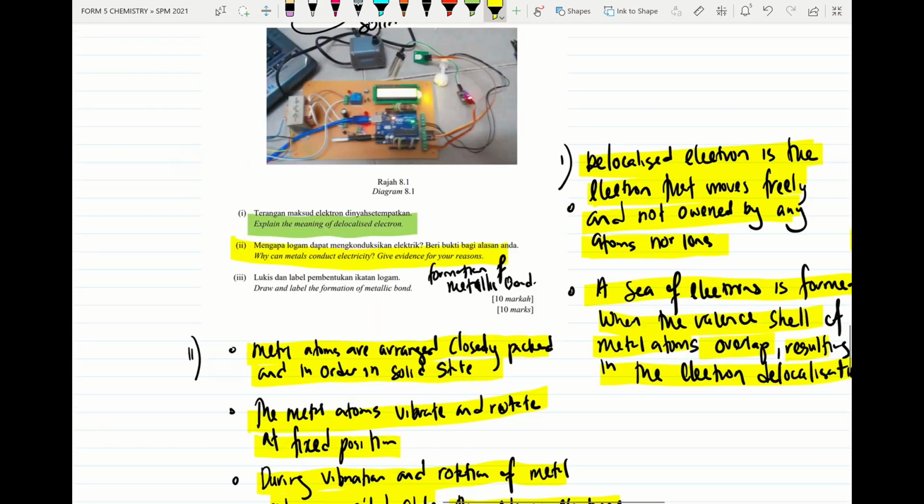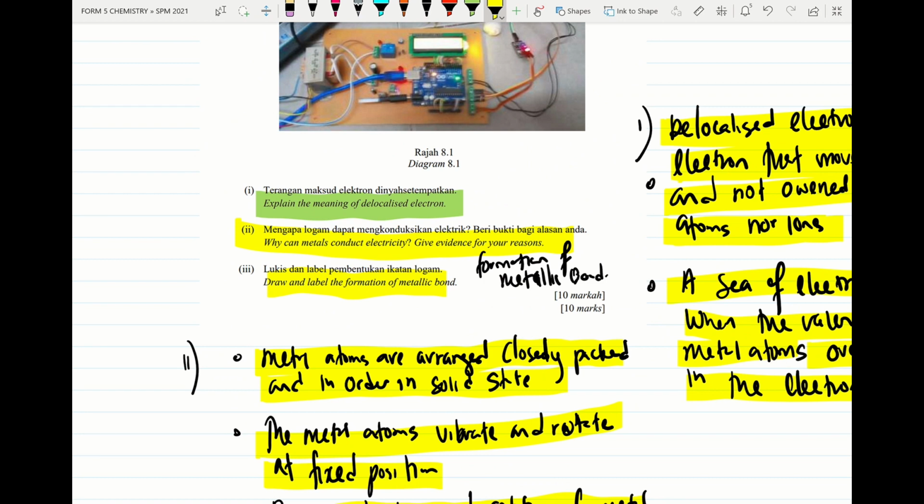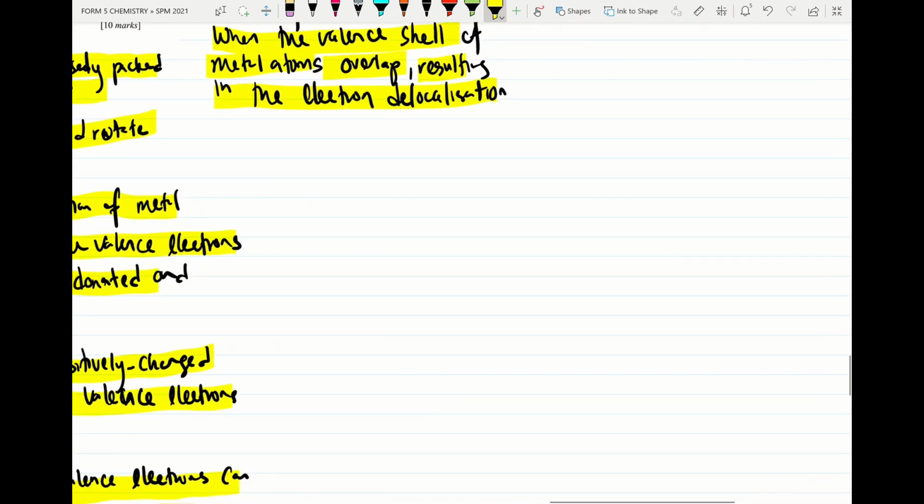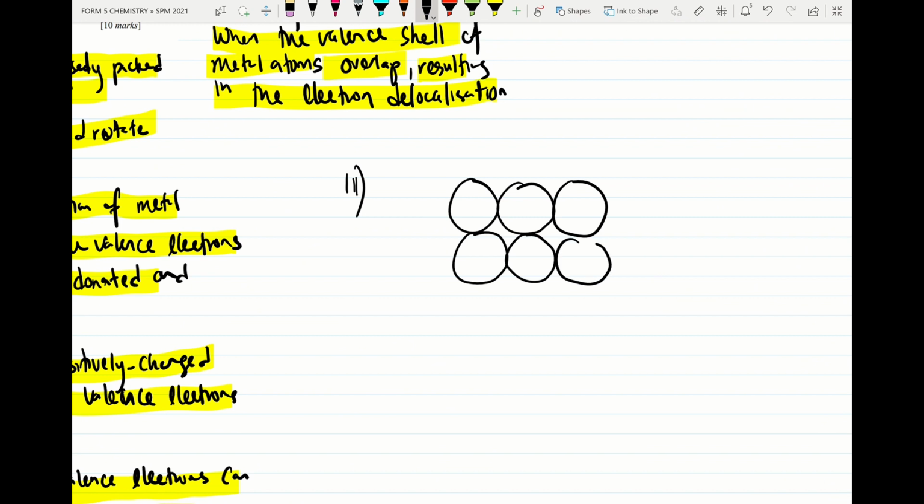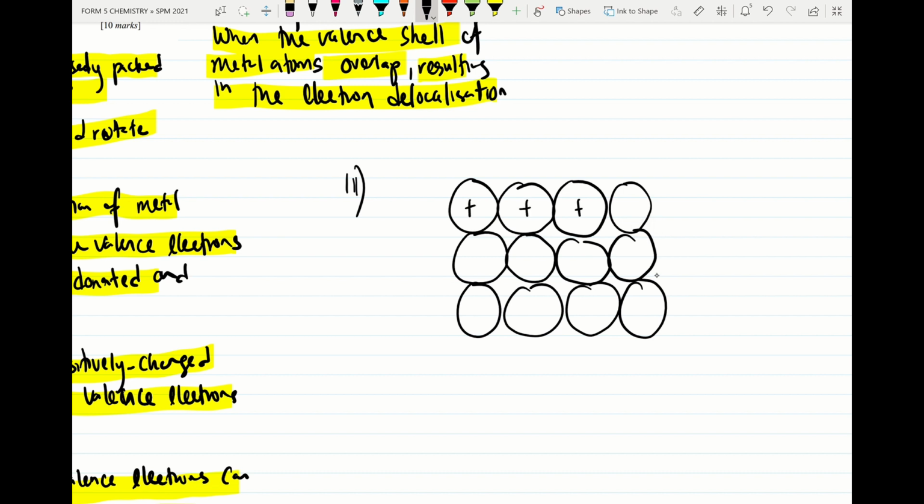All right, we move on to the next question. Draw and label the formation of metallic bonding. So I do question number 3 here. I draw metal atoms in solid state. They are arranged closely packed and in order. During the vibration, some of the metal atoms turn into positive ions. So here the electron has been delocalized. I use a different color for the delocalized electrons.